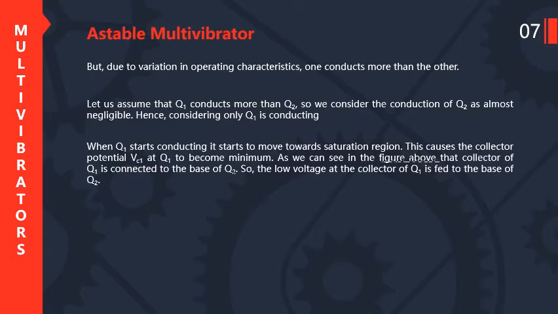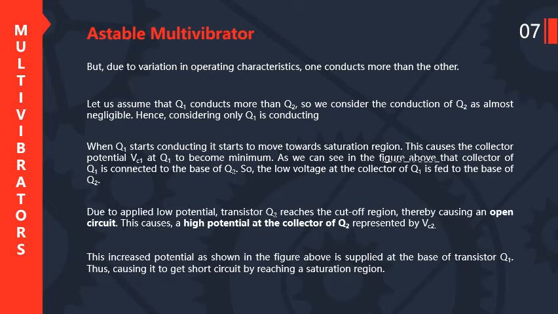When Q1 starts conducting, it starts to move towards the saturation region. This causes the collector potential Vc1 at Q1 to become minimum. As we can see in the figure, the collector of Q1 is connected to the base of Q2. So, the low voltage at the collector of Q1 is fed to the base of Q2. Due to the applied low potential, transistor Q2 reaches the cut-off region.